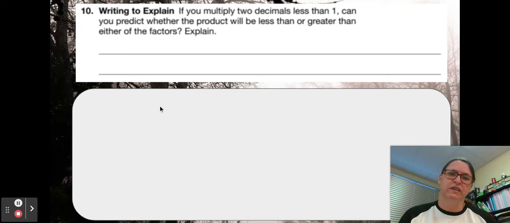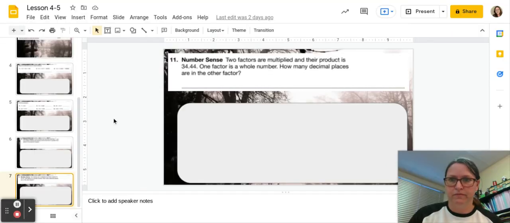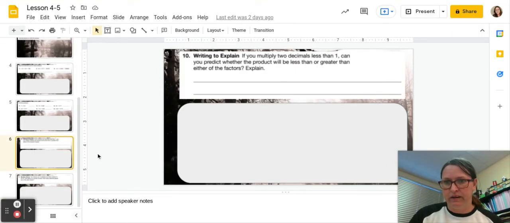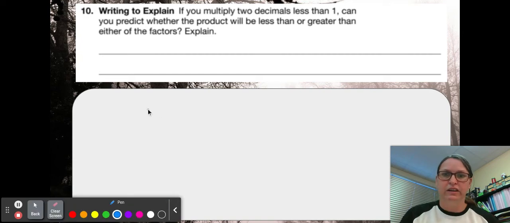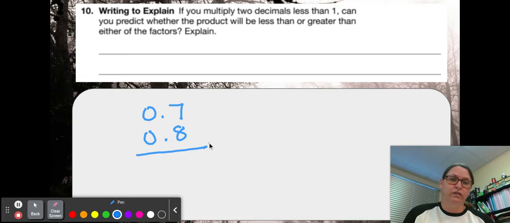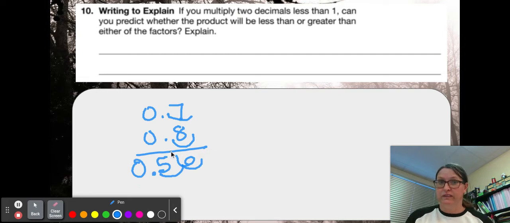if I did two decimals less than 1, the first thing I could do is 0.7 and 0.8. Those are easy. What's 7 times 8? It's 56. Okay, now I have to move my decimal places. So 1 and 2. So my answer is 0.56.